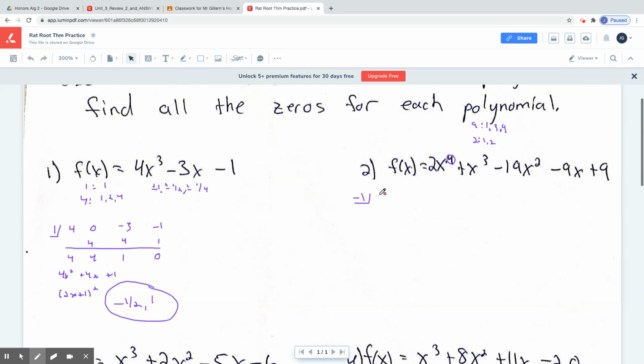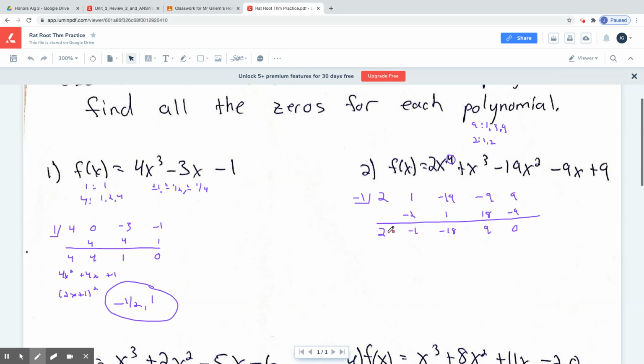Now you might have found 1 if you went 1, 2, 3 first. I think also 3 works. So I get 2, 1. It doesn't matter which one you find first because you'll eventually get all the same answers. All right. 2 times, let's see, negative 2, negative 1, 1, negative 18, 18, positive 9, negative 9, 0. Okay. Now, what's left here?